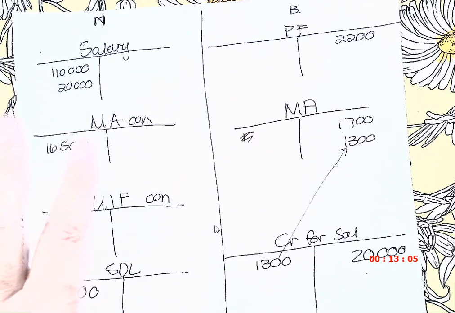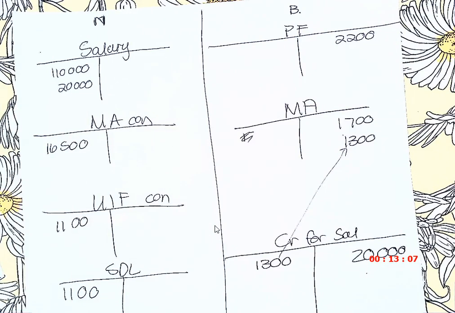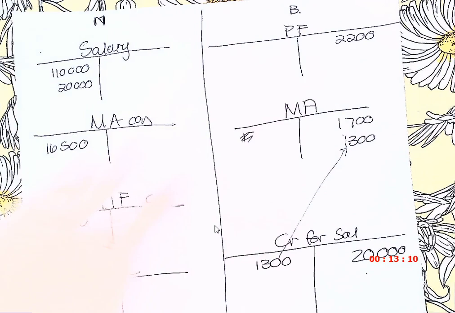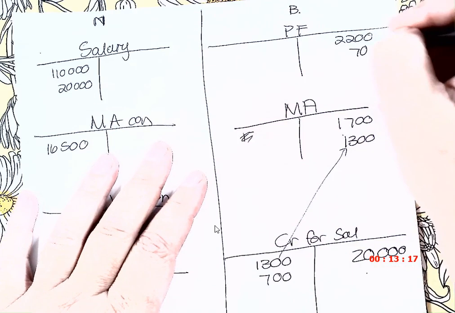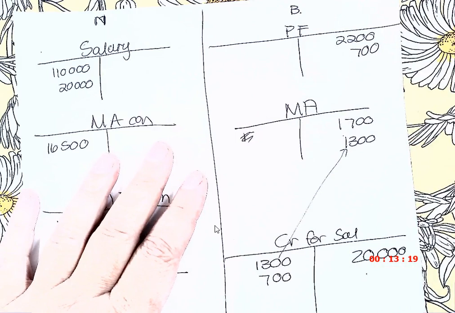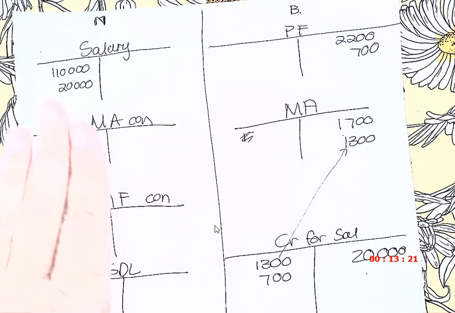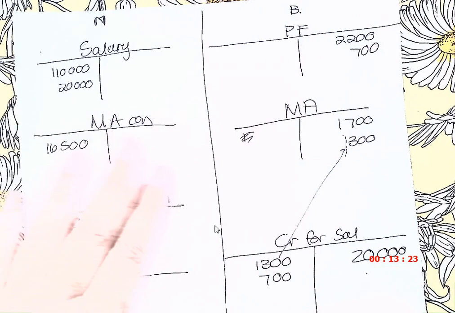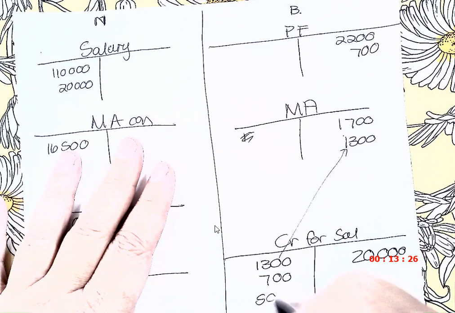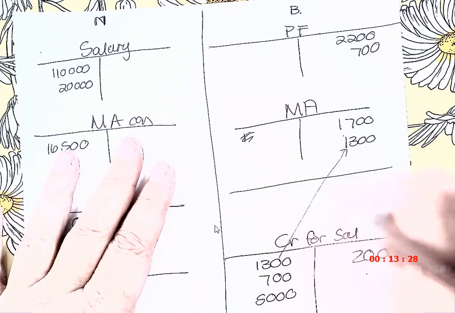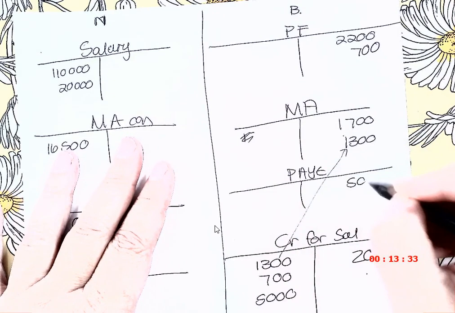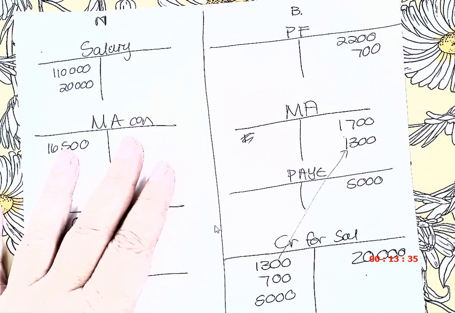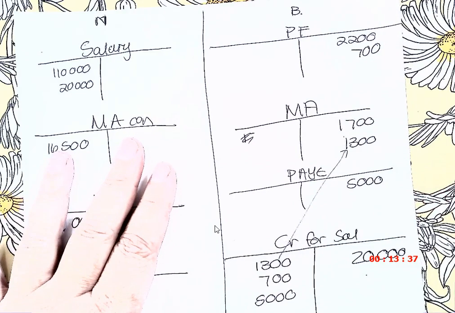Now, next one, I see pension fund deduction. So, my pension, I'm also going to deduct from his salary and put it in as a liability. Okay? Then I see payee. Payee, I'm also going to subtract and I'm going to put it into a T. I owe payee 5. Okay. Then I see UIF.